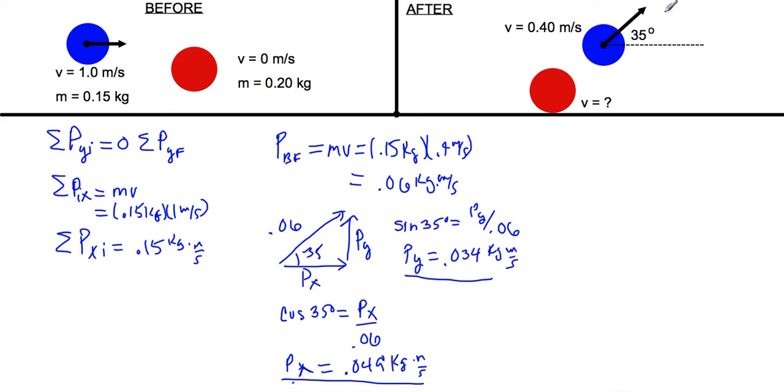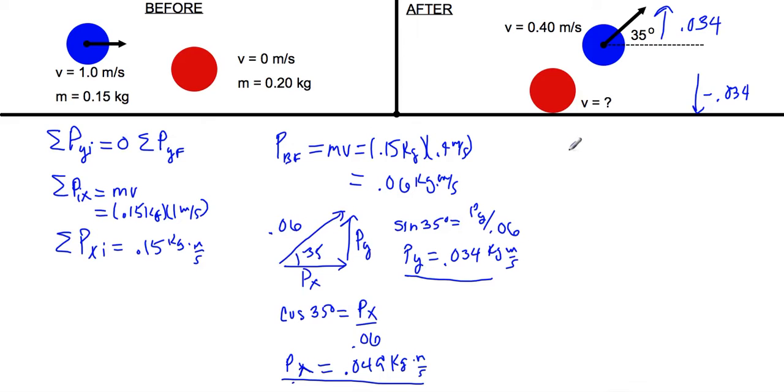So this has some momentum going up that's equal to 0.0493. So if we know anything right now, we know that this red ball has to have some momentum going down. That's equal to negative 0.034. And the negative is not super important. It's one of those things that we have to know that negative just means it's moving downward. It really doesn't affect our trig functions and stuff like that.